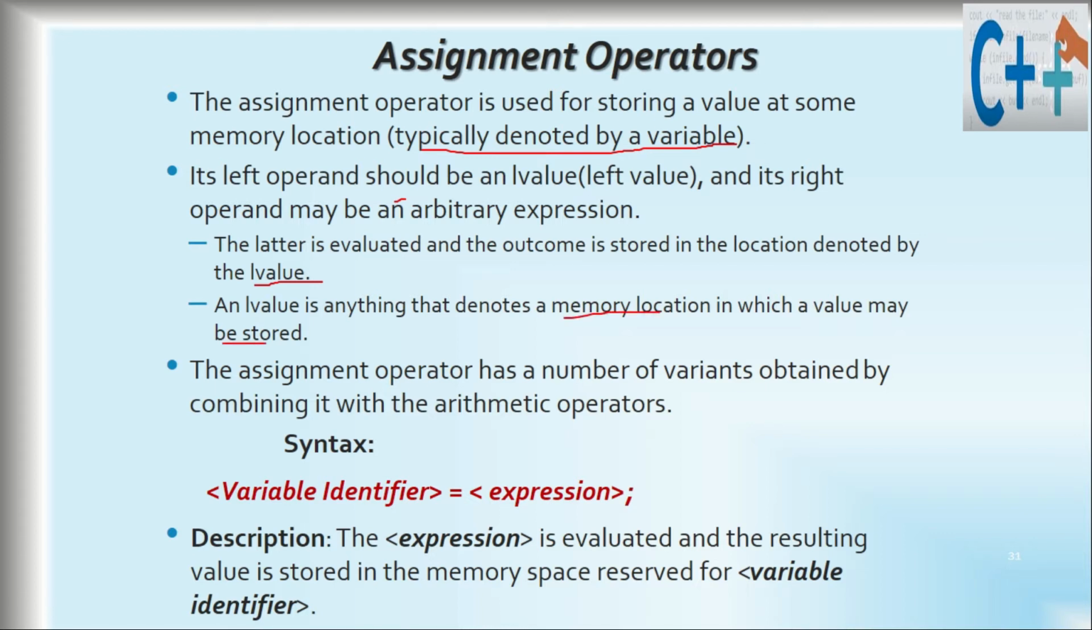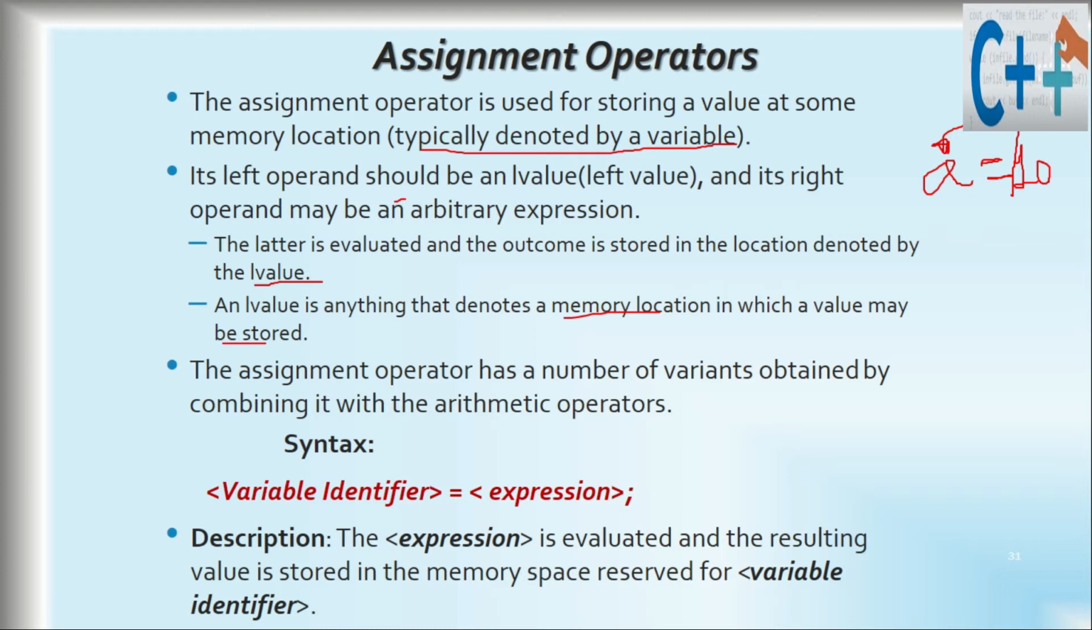For example, a equals what? a equals 10. From this, the assignment operator is used to assign this value to this variable. I think this is understood. It is clear, I think.